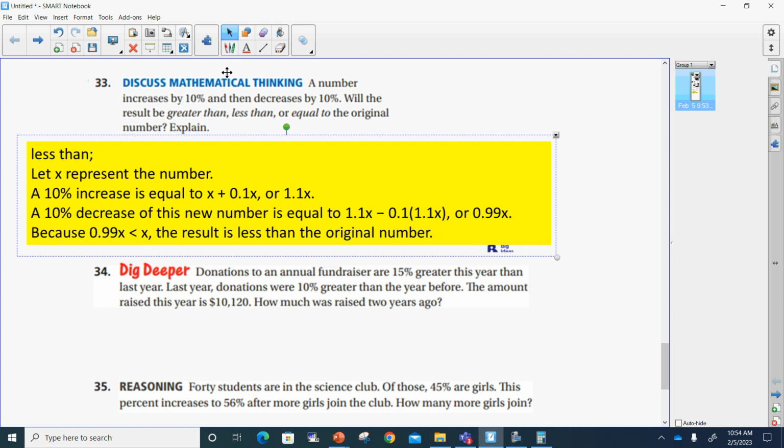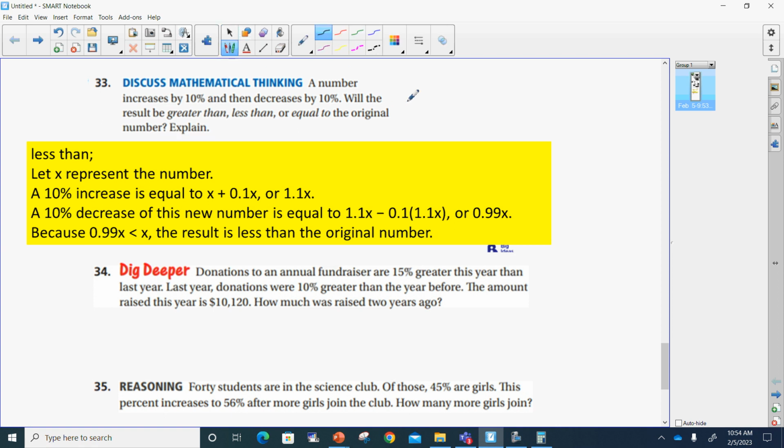It's going to be less than, not the same or greater than, because remember, let x represent the number, right? So we have a 10% increase. We're taking x and adding 0.1x, because remember, 10% when we move the decimal point twice becomes 0.1. And when we do that, that'll be 1.1x, right?